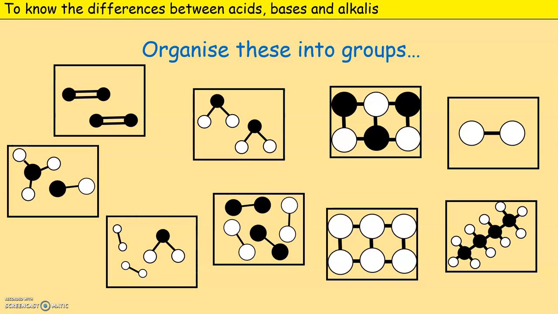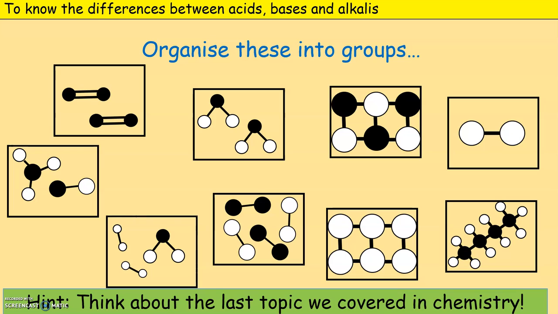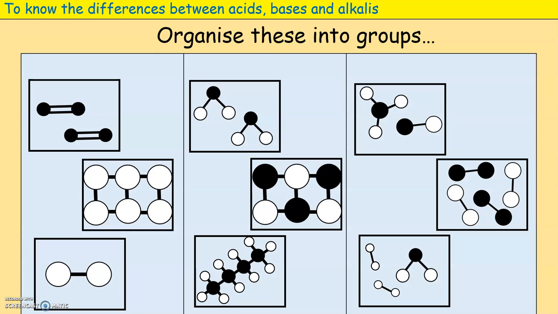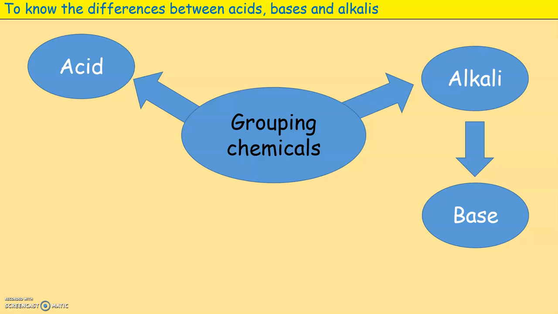Okay, let's continue. I believe this is something you should have. As you can see, we've organized it into groups. That is an element, made up of only one type of atom. That's a compound, made up of 2 or more atoms, or elements. And this is a mixture, which is not chemically bonded together. All right, now let's move on.